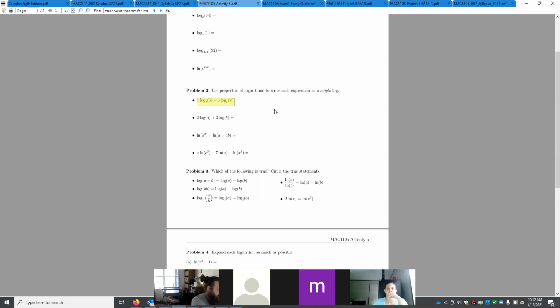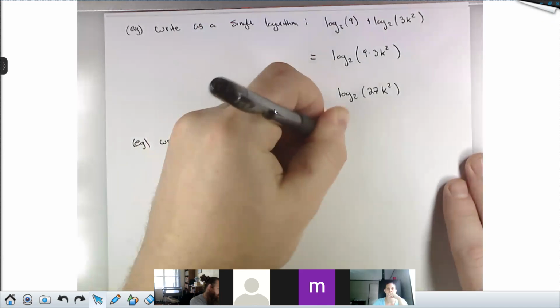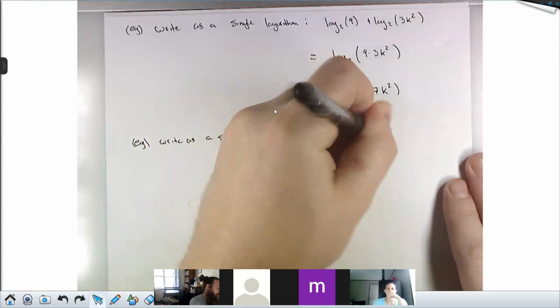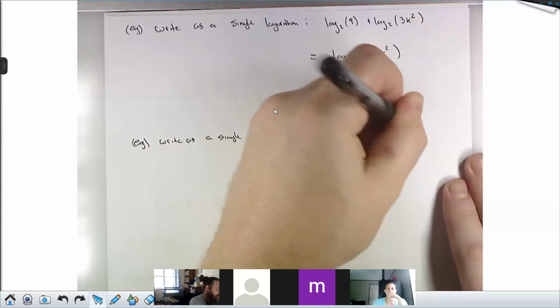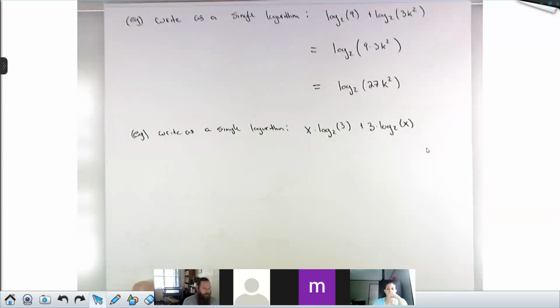So same thing, right? As a single logarithm. x log base 2 of 3 plus 3 log base 2 of x. All right. So let's take a look at this guy. If I wanted to write this expression here as a single logarithm, what would be a good first step? Which property would I use and what would it do?